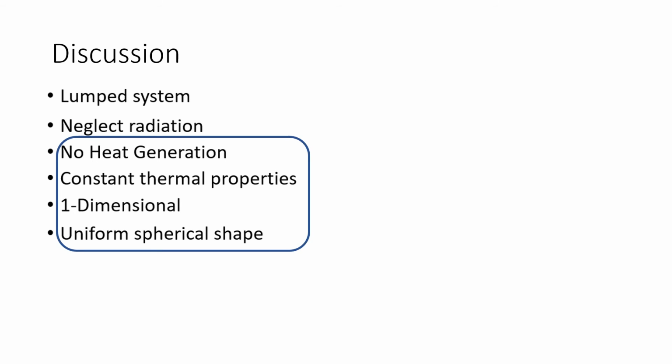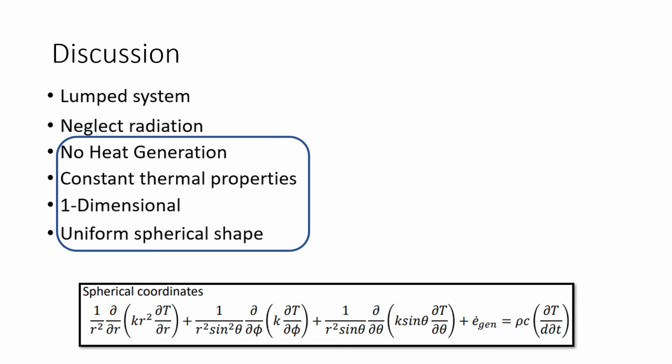For any of our other assumptions, I believe we would have to use the big original heat transfer equation in spherical coordinates. If we couldn't assume no heat generation, then I believe we would have to include that term. If we couldn't assume constant thermal properties, then we would have to integrate each one accordingly as temperature changes.